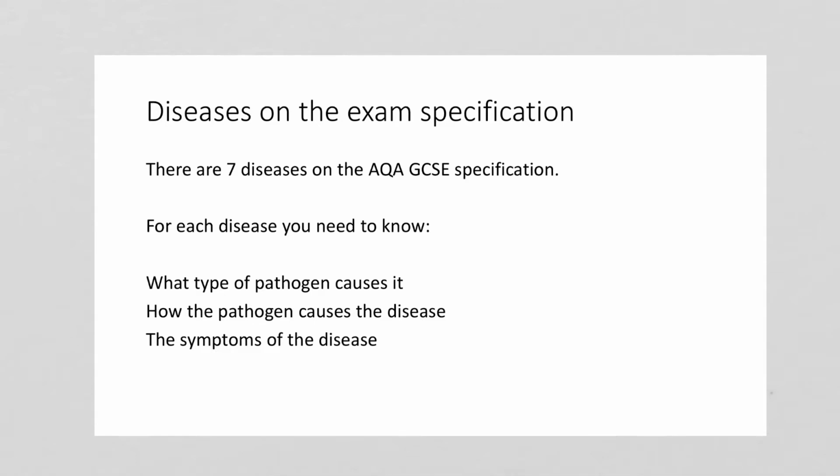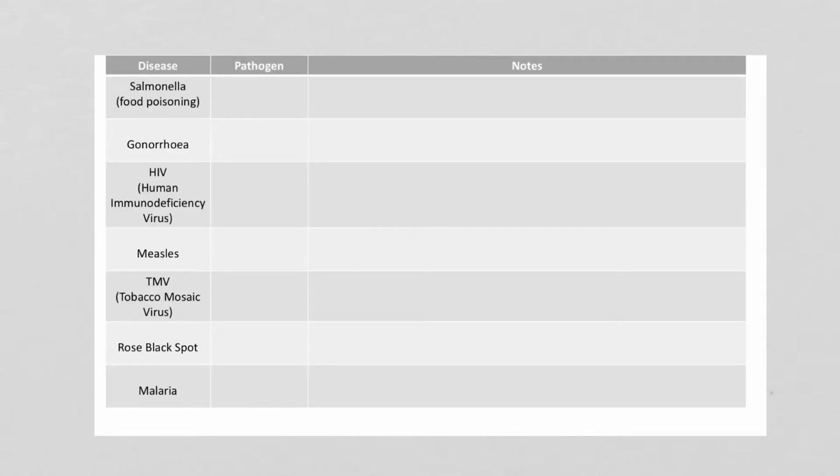So here are the 7 diseases that we need to know: Salmonella, gonorrhea, HIV, measles, TMV, rose black spot, and malaria. If you haven't done the homework from the previous lesson, I suggest you stop, go on the internet, do a little bit of research, find out the information rather than just having me tell it to you.